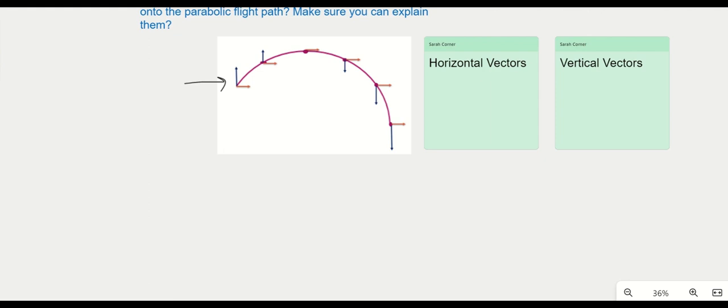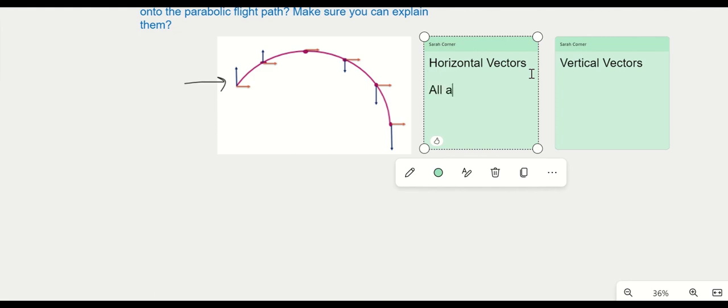Now, what you'll notice, and I'm going to do the horizontal one first because this is the one that's a bit quicker and easier, is that on your diagram the horizontal vectors are all the same length. This is because once we've released that projectile and it's moving slowly through the air, air resistance doesn't affect it because the weight force is the dominant force.